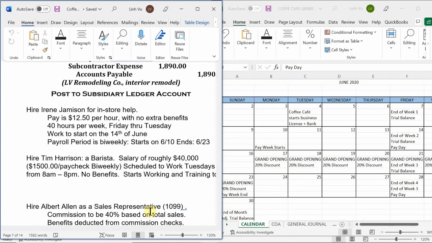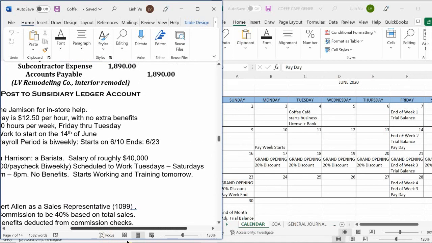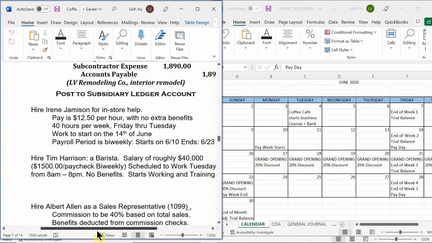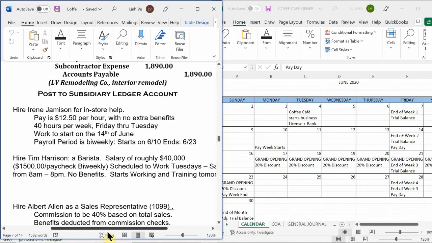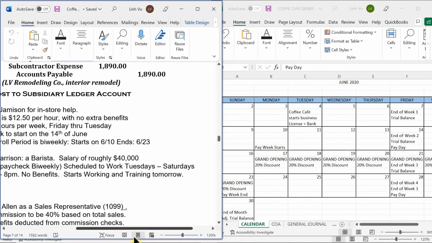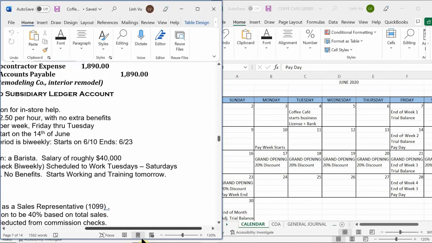So that means they're going to be receiving at least $1,500 per paycheck, okay? And then again, we're going to pay them every 2 weeks, so bi-weekly. They're going to be working Tuesdays through Saturdays, so that means they get Sunday and Monday off. All right, from 8 a.m. to 8 p.m. And again, no benefits, and they're going to start working and training tomorrow.